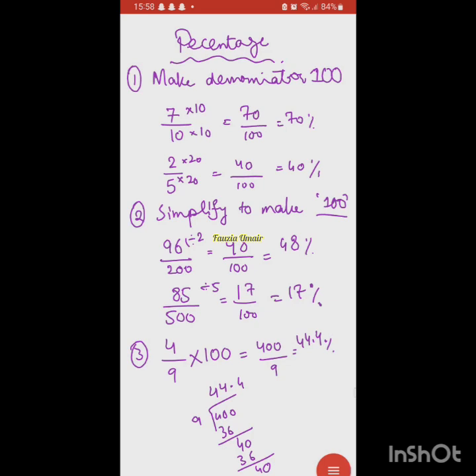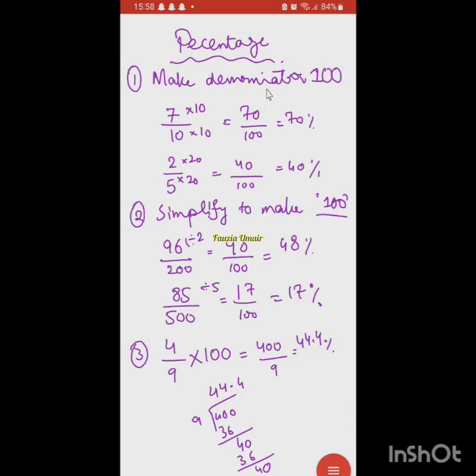Are you getting this point? Ma'am, can I ask a question? Ji, sure. Ma'am, if there is a percentage 0.4%, so that first we done the question that this question is like that.